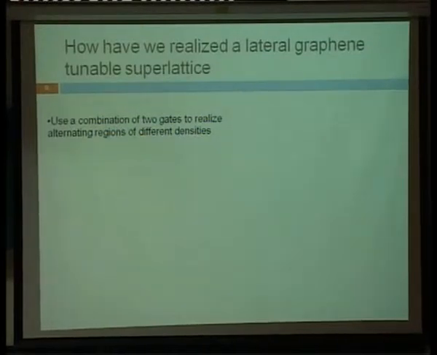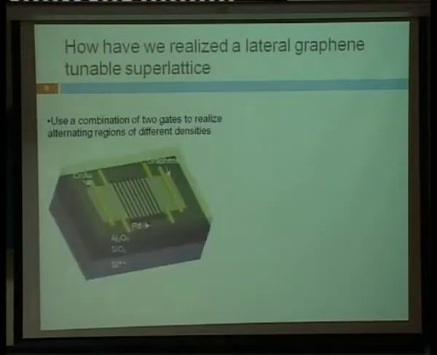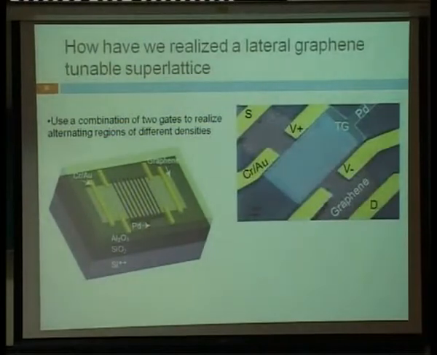Okay, so how have we realized it? We use a combination of gates. We don't use boron nitride. We have silicon oxide on silicon, and we have graphene. We have aluminum oxide on top, which is an ALD-grown dielectric, and then we have a lot of finger gates on top. These periods can be up to 40 to 50. This is a little bit tricky to do, and it has been figured out, using electron beam lithography.